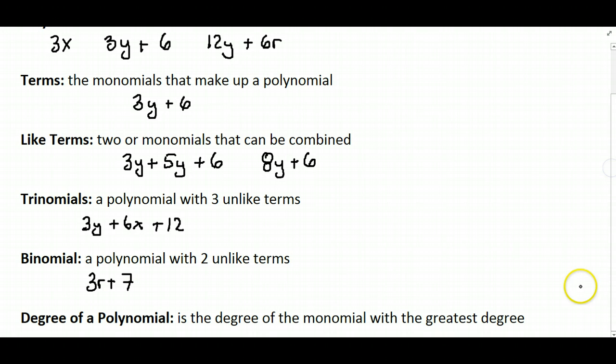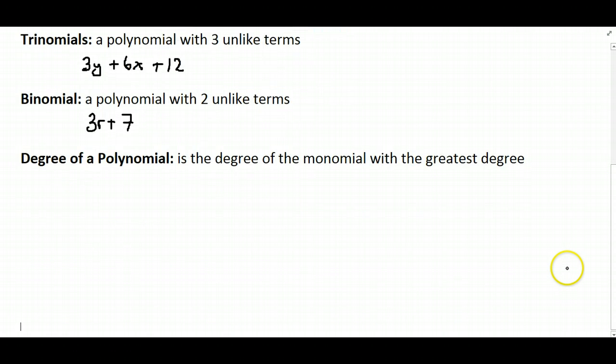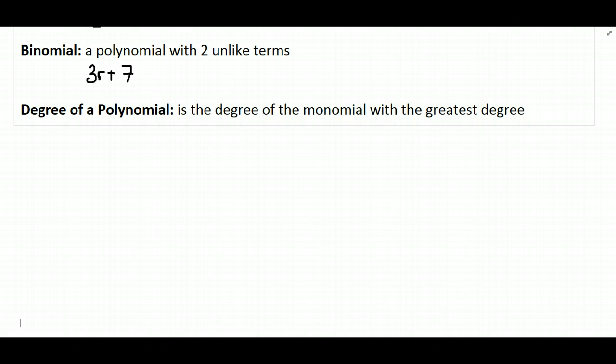And the last one that we're going to talk about is the degree of a polynomial. Okay, so the degree of a polynomial is the degree of the monomial with the greatest degree. Okay, that breaks every rule of defining a word by using it two other times in the definition. So what does that actually mean? So if we have 3x squared plus 7y squared r squared plus 9.